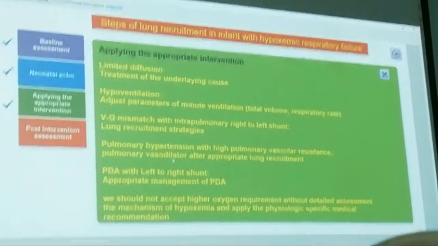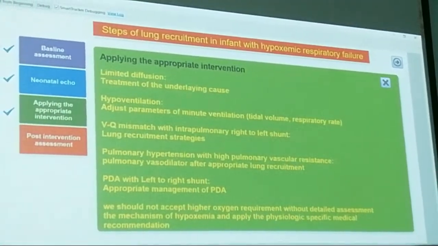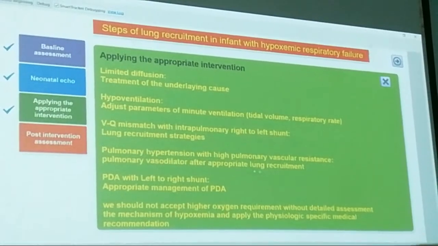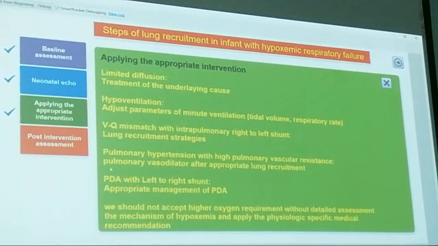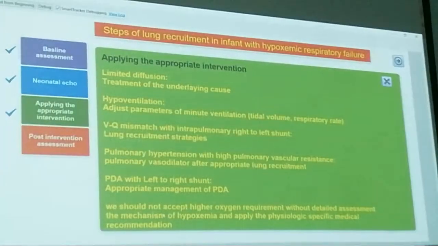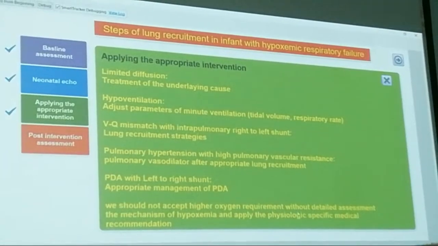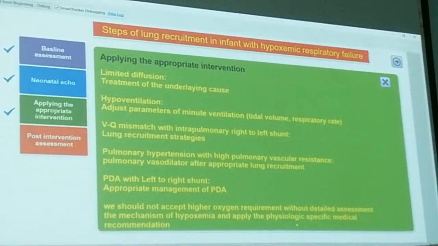Pulmonary hypertension with high pulmonary vascular resistance should be treated with pulmonary vasodilator after appropriate lung recruitment. The most important lesson from this case is that we should not accept higher oxygen requirement without detailed assessment of the mechanism of hypoxemia and apply the physiologic specific medical recommendation.